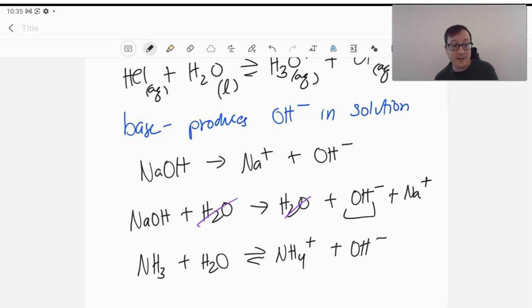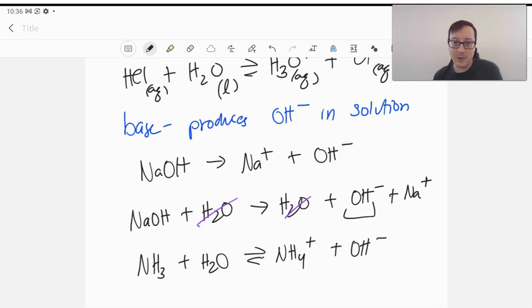So ammonia is a base as well. It's able to produce hydroxide in solution. And it may not be obvious, right? We see ammonia, okay, well, there's no OH on it. Where is this OH coming from? It's actually the water. The water is going to be producing the OH minus. The ammonia is actually just going to be taking a proton away from water.